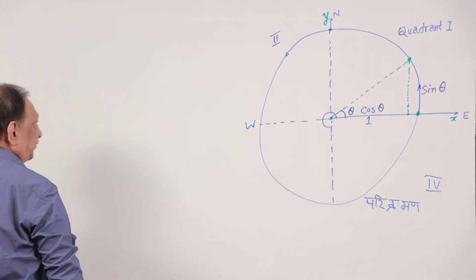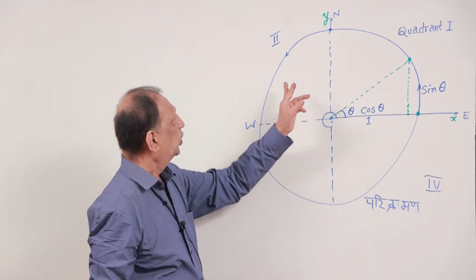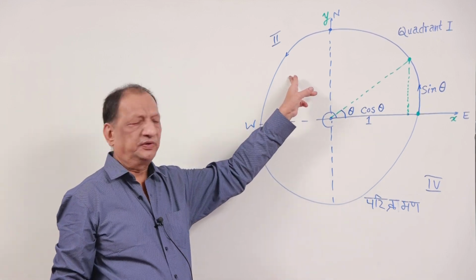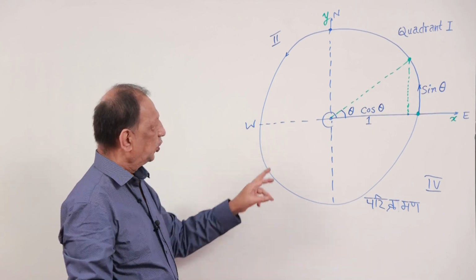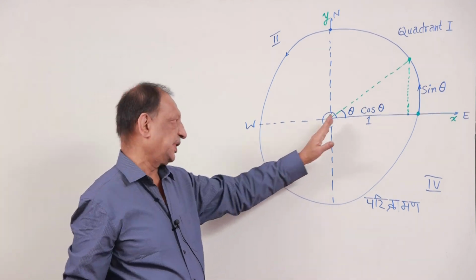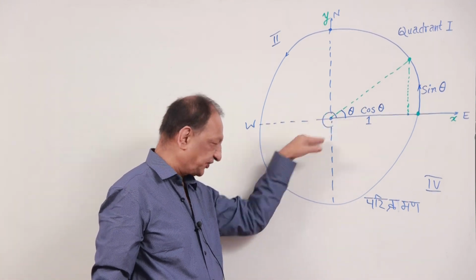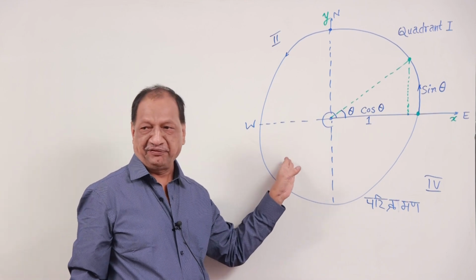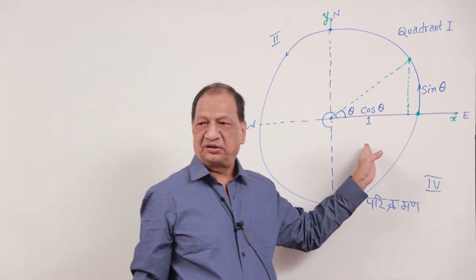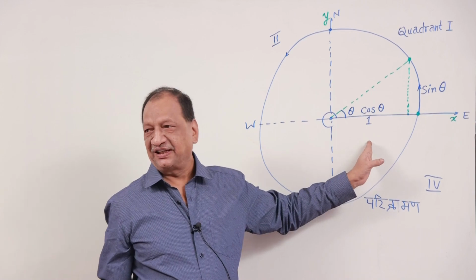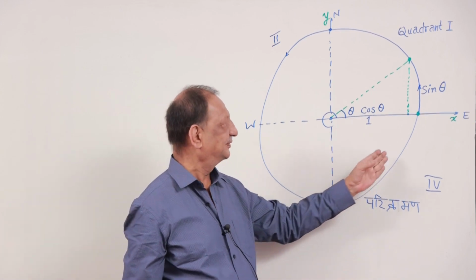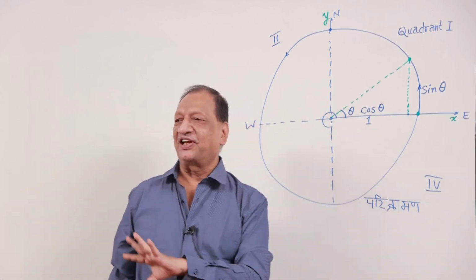In quadrant 1, both sin theta and cos theta are positive. Quadrant 2, sin theta is positive, cos theta is negative. Quadrant 3, cos theta is still negative, sin theta starts becoming negative. Both are negative. Quadrant 4, sin theta is still negative, cos theta has become positive.